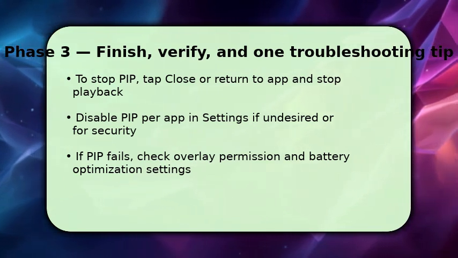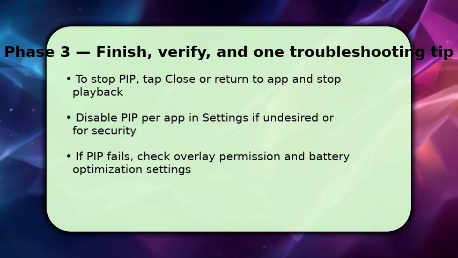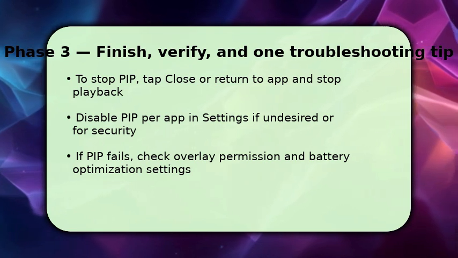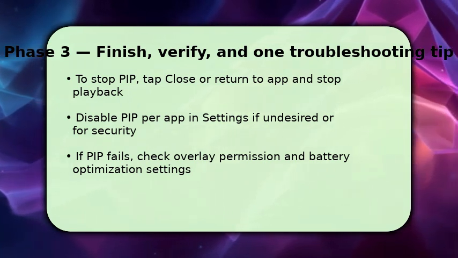To close the floating window, tap Close. To resume full screen, tap the return icon in the overlay. If you want PIP off, open Settings and disable it per app.